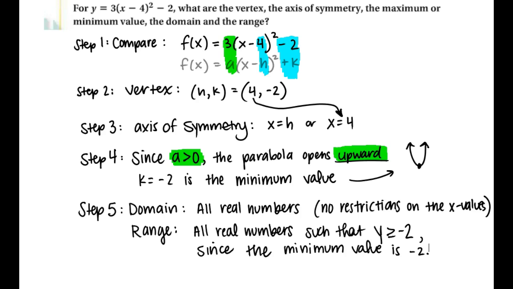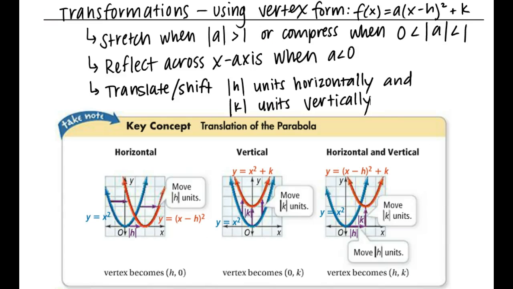Let's talk a little bit more about transformations when using vertex form. So you stretch the graph when the absolute value of a is greater than 1, or compress when the absolute value of a is between 0 and 1. You reflect the parabola across the x-axis when a is less than 0, aka negative numbers for the a value, and you translate or shift the graph the absolute value of h units horizontally, as well as the absolute value of k units vertically.